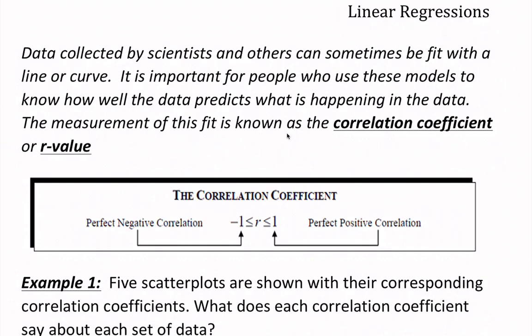Okay, so we have two perfect numbers. If R is a -1 or a +1, both of those are perfect correlations, which means our data would fall perfectly on a straight line. If it is a perfect negative correlation, it means the data would fall perfectly on a line going down. And if it's a perfect positive, it's going to fall perfectly on a line but going up.